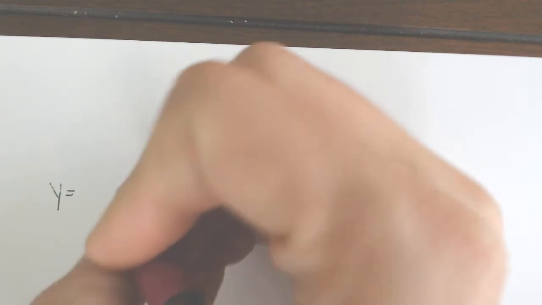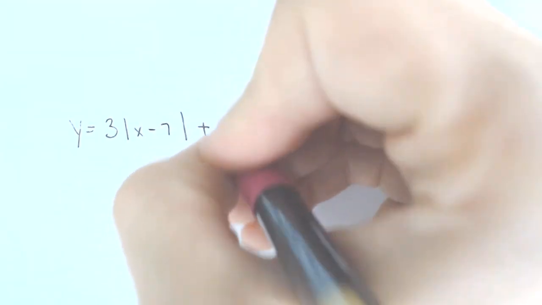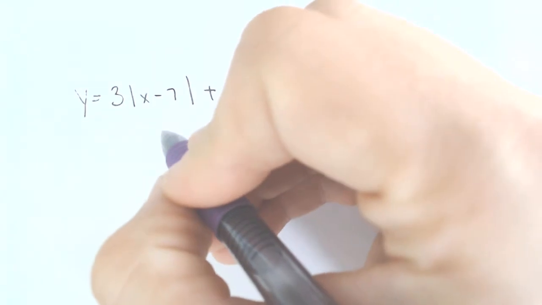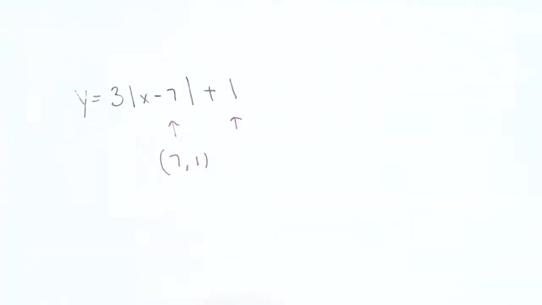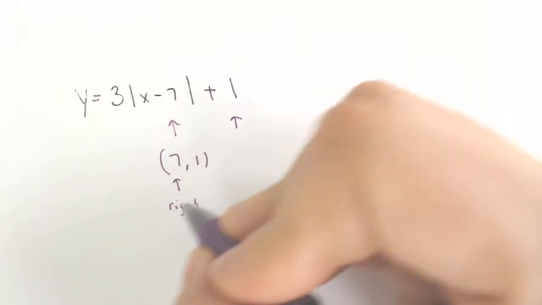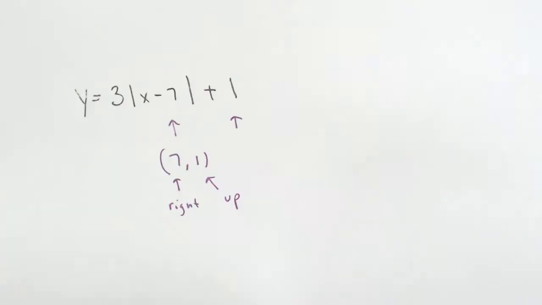One of the things that you are going to absolutely need to know how to do is, when given an absolute value or a parabola, like y equals 3|x minus 7| plus 1, you need to be able to look at that and absolutely know what is happening. For starters, change the sign, keep the sign. So this is 7, 1, which would imply it went to the right by 7 and up by 1.